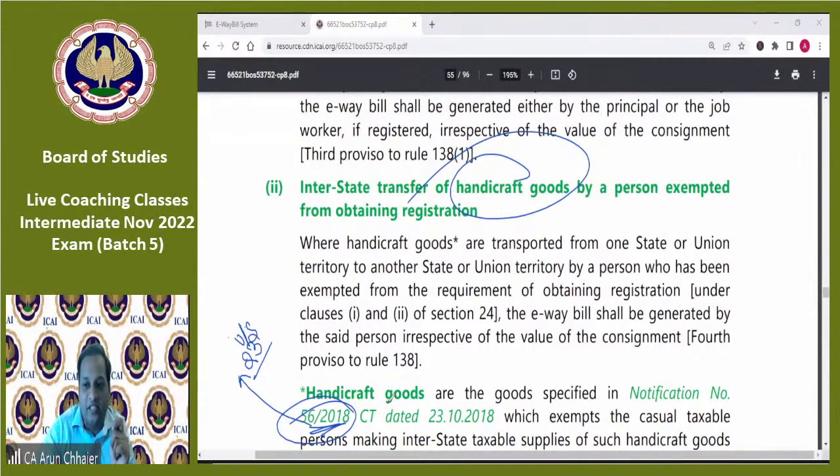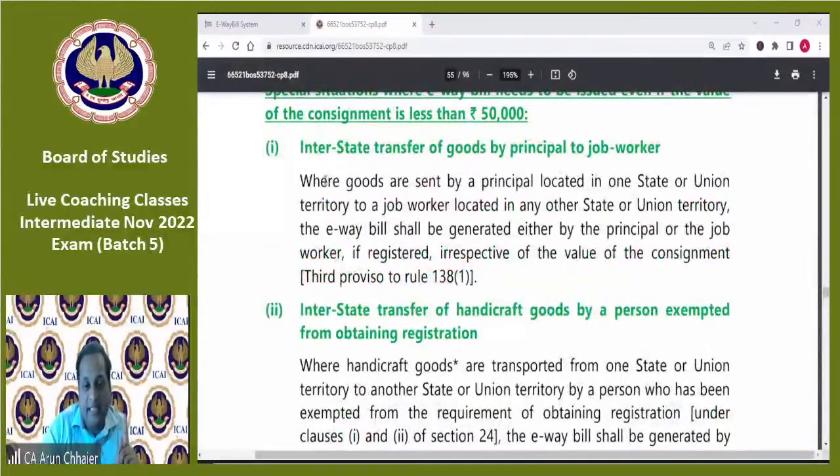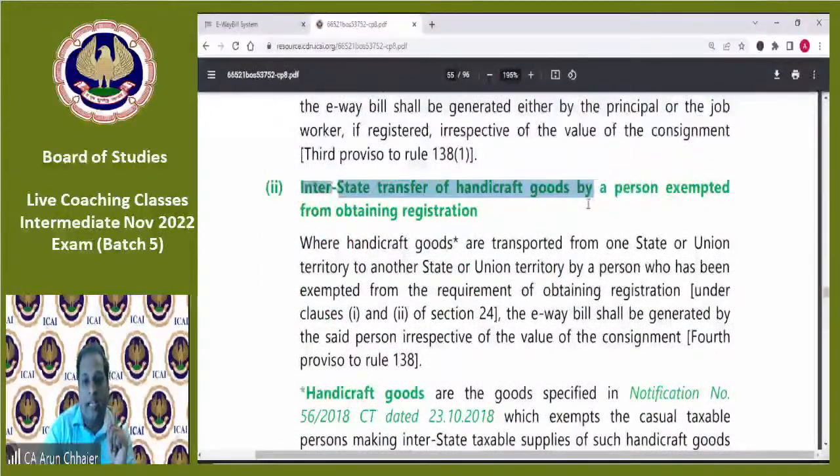They need to take the registration only when the threshold limit is crossed. But at the same time, we have discussed in this notification, they have to mandatorily generate the e-way bill. So what are the two requirements? The e-way bill is mandatory in case of interstate transfer of the goods by the principal to the job worker, and second, interstate transfer of the handicraft goods by a person who is exempted from registration, like a casual taxable person. He is required to take registration only when the threshold limit is crossed. Otherwise, we have discussed that interstate supply of goods requires mandatory registration.